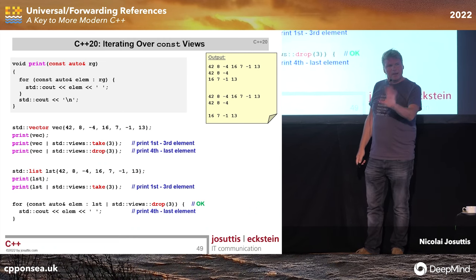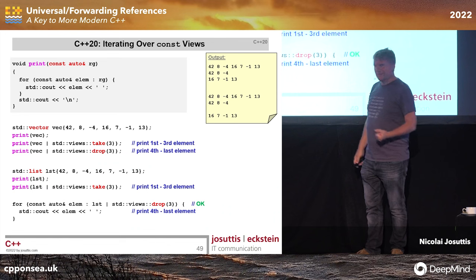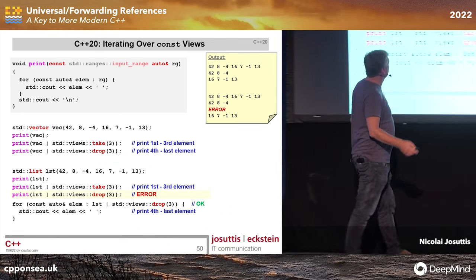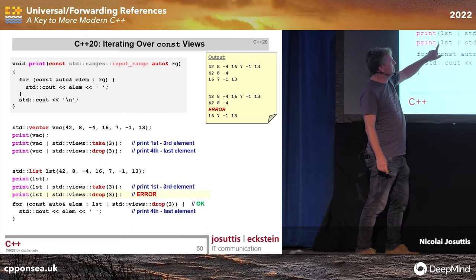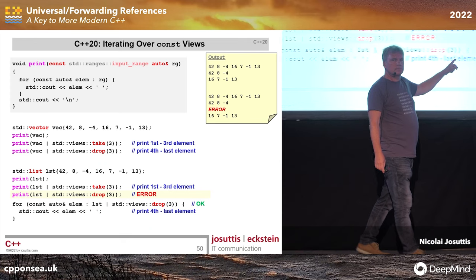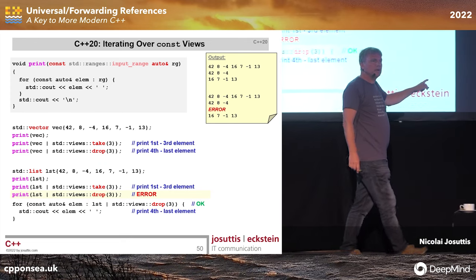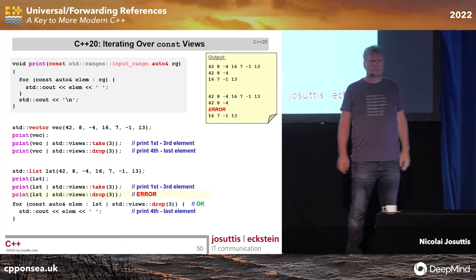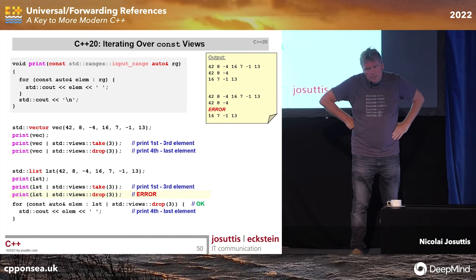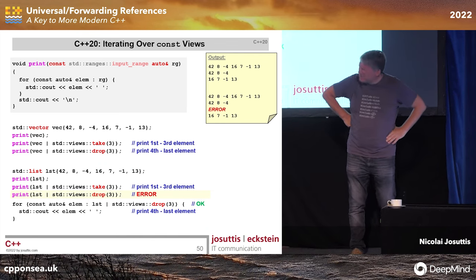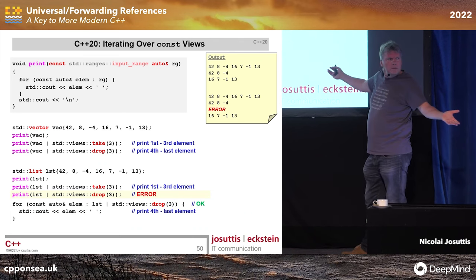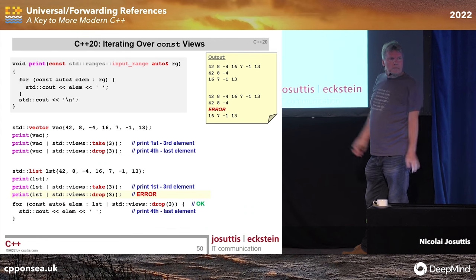There's something coming, you feel? Let's call print with list piped to drop. Compile time error. What? A compile time error? What did I do wrong? Nothing. Works as designed.